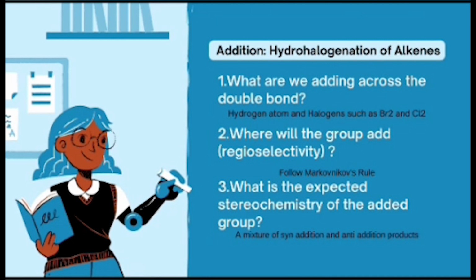Finally, this is the summary of hydrohalogenation reaction of alkenes. Hydrogen atom and halogens such as bromine and chlorine will be added across the double bond, and the regioselectivity will follow Markovnikov's rule, where the halogen will attach to the carbon atom which has the fewest hydrogen atoms. And the expected stereochemistry of the added group is a mixture of syn addition and anti-addition products.